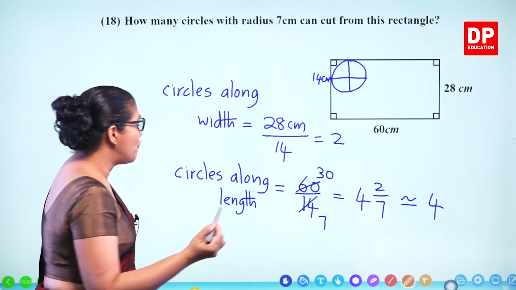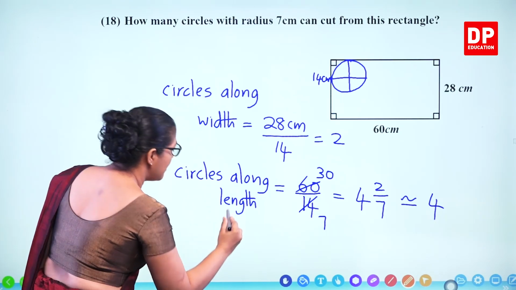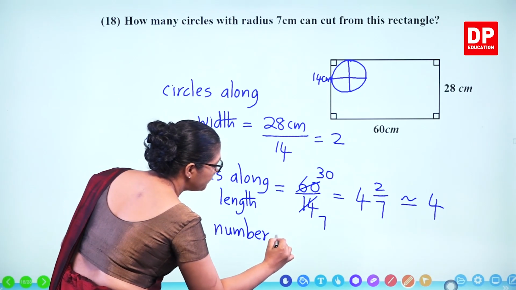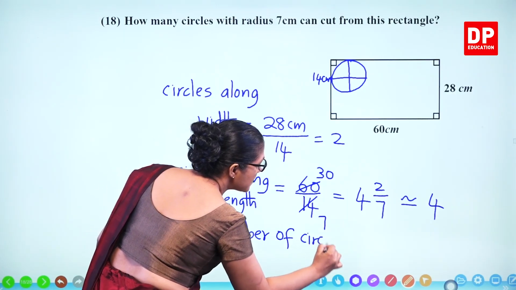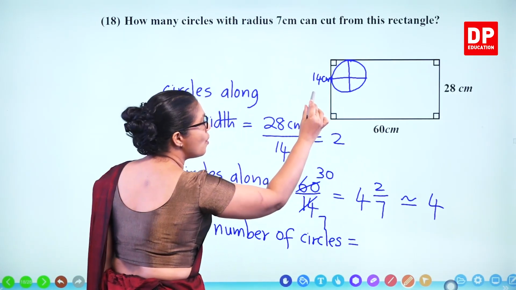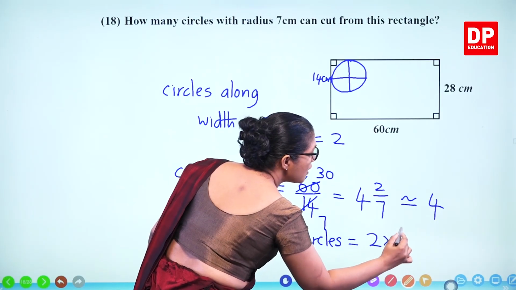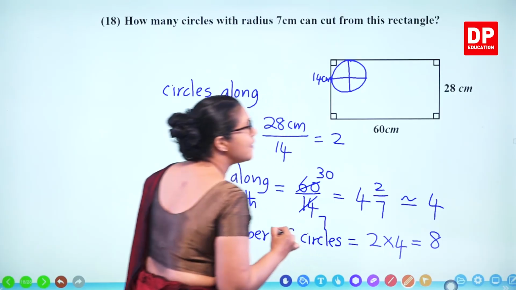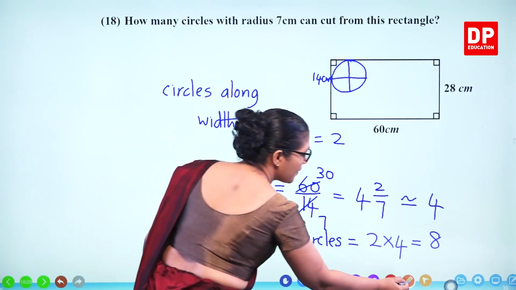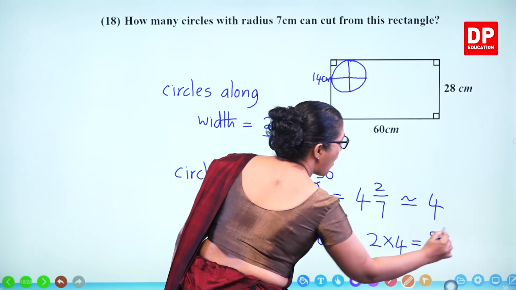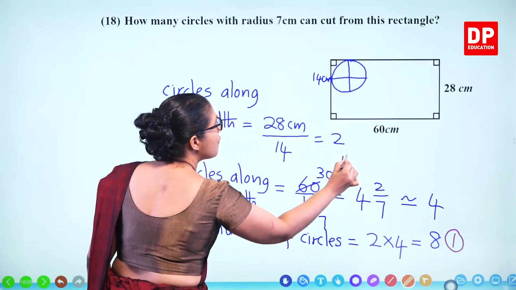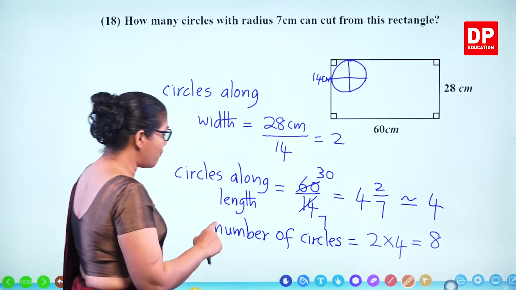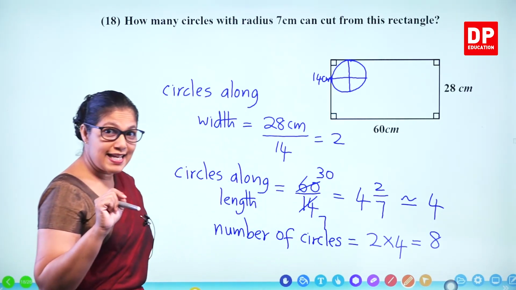So how many full circles can you cut? The number of circles becomes 4 times 2. Number of circles is equal to 2 along width, 4 along length, 4 times 2, altogether 8 circles. So 2 marks for that: 1 mark here and 1 mark for the method. So the number of full circles you can cut is 8.